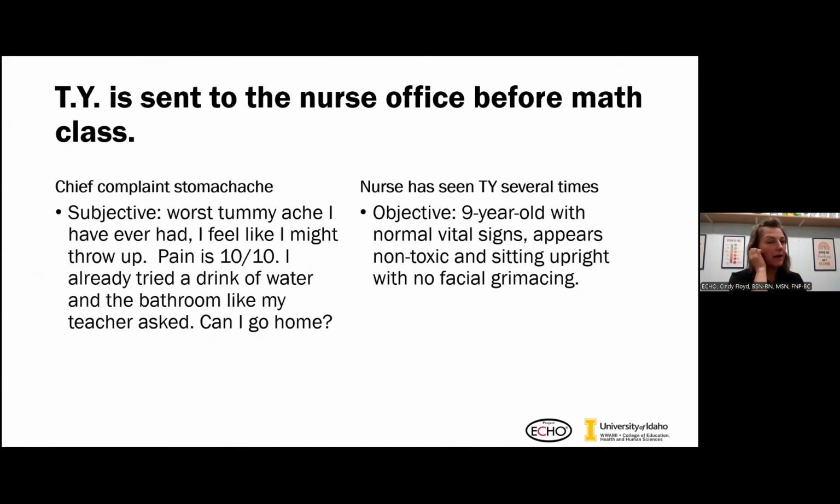TY is sent to the school nurse's office before her class, and her chief complaint is that she's got the worst tummy ache she's ever had. She feels like she might throw up. When you ask her what her pain level is, it's 10 out of 10. She's already seen her teacher about it. She's been sent to get a drink of water. She's also been told to go to the bathroom, and all she wants to do is go home.